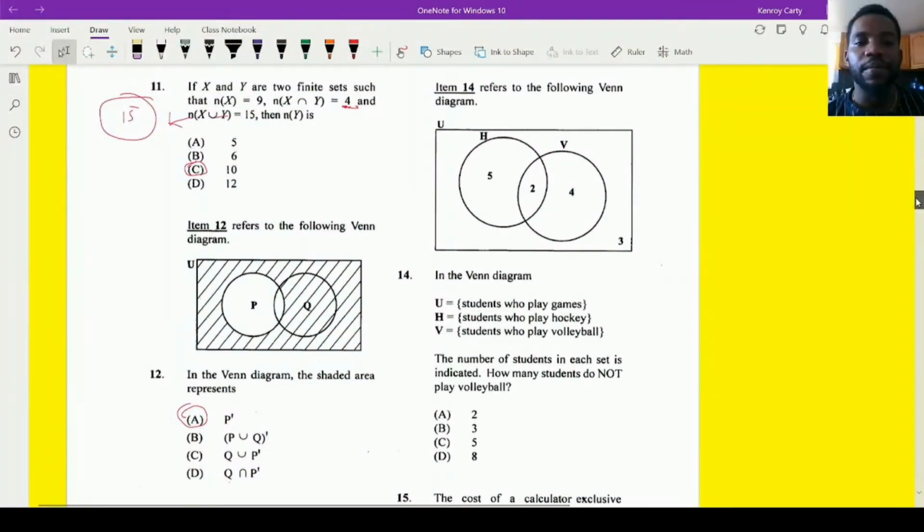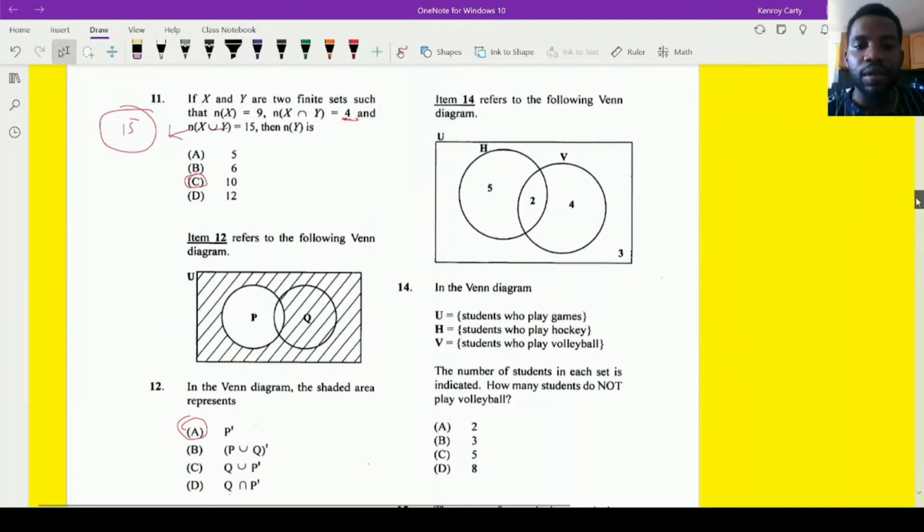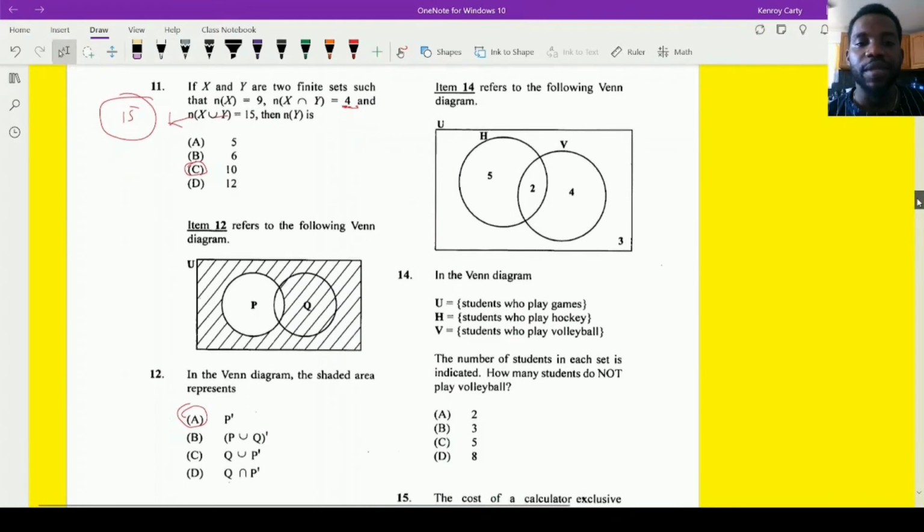Alright, here's our next Venn diagram. It says you have a universal set, those who play games, which tells me that H is hockey and V is volleyball. So there are 3 students who play nothing at all outside. It says the number of students in each set is indicated. How many students do not play volleyball?